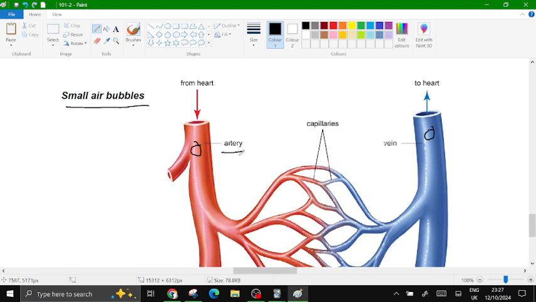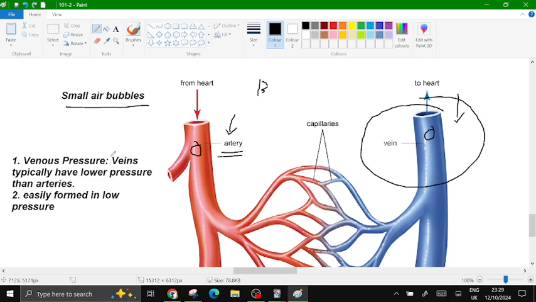Because if they are in the arteries, they will create different symptoms from the ones that are in the veins. And the answer is both, but mainly in the vein. The question, why are the veins more affected than the arteries, is because the venous system has lower pressure.